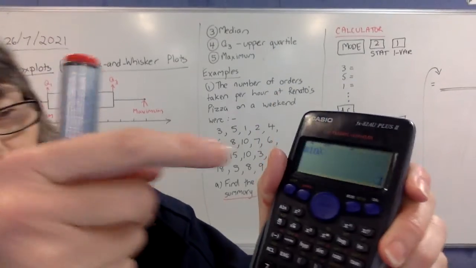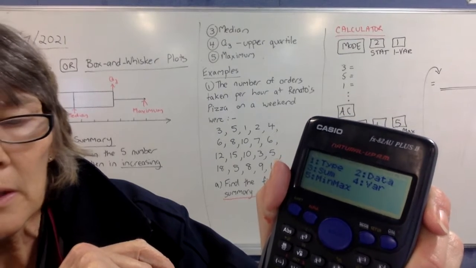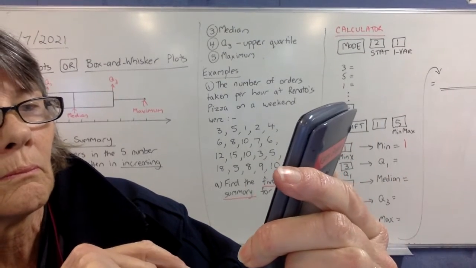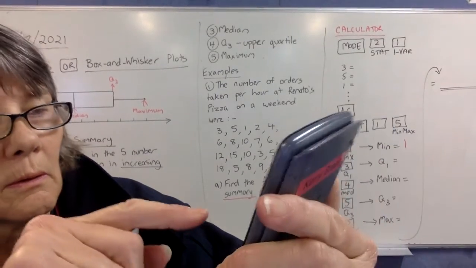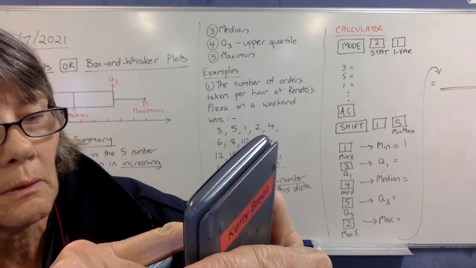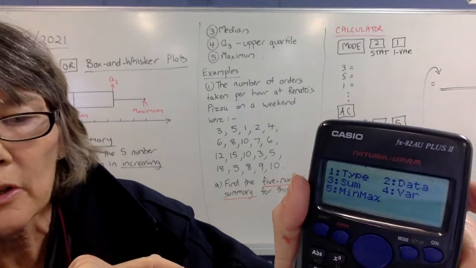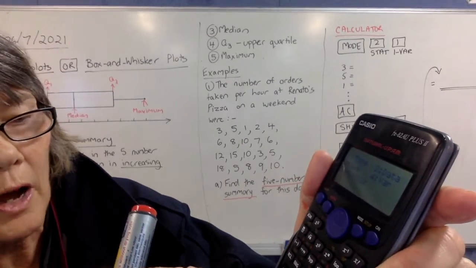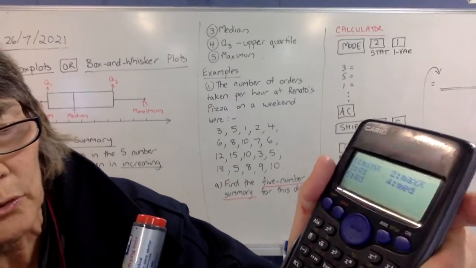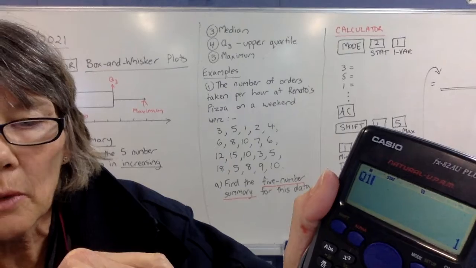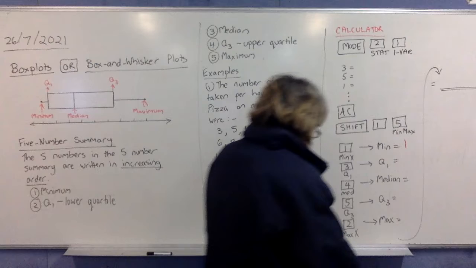Now when you go to do the other ones, you come back to here, so we're doing Shift 1, and this time, hang on, we'll just double check what I've done here. Yep, sorry, Shift 1, then 5 again for min-max, and then this time we want Q1, so we're going to press 3, and it says Q1 on the screen, press equals, don't forget to press equals, and it's 4.5, so that goes here.